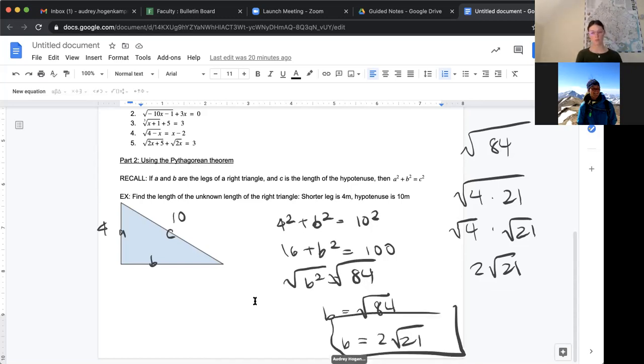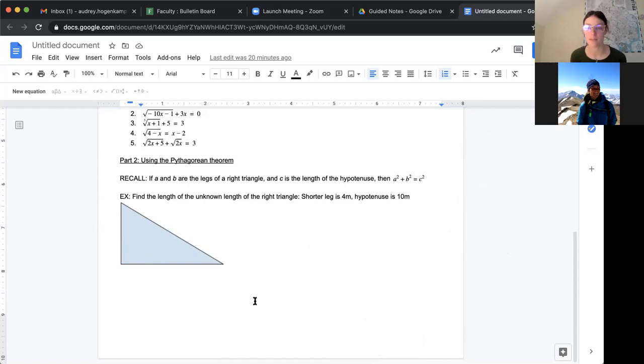So these types of problems are pretty easy application in terms of just using what we know about radicals and applying it to the Pythagorean theorem, which has to do with square roots. So that's all I have for today.